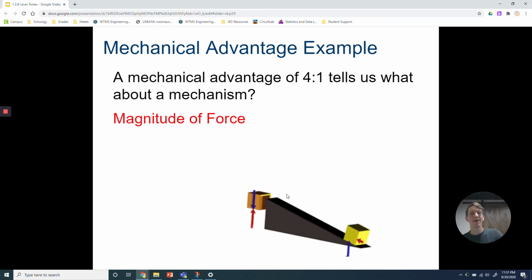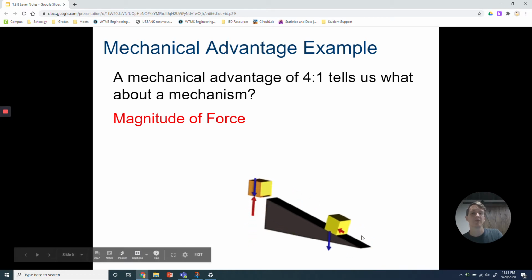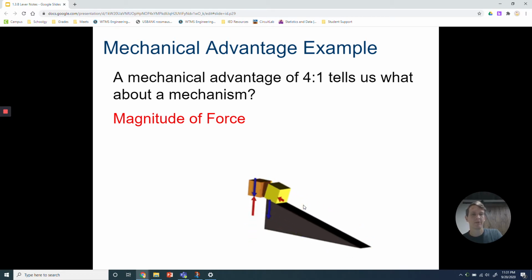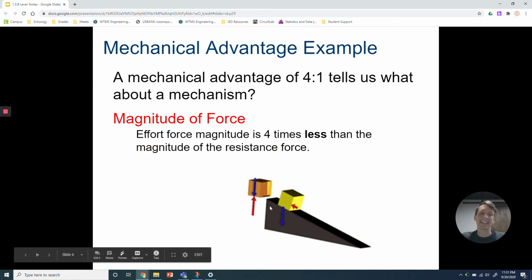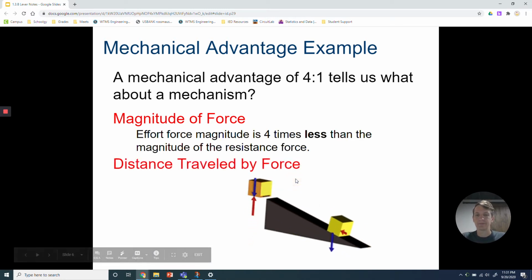Okay, so that magnitude of force, if we think of our push lifting that box as the effort force, noted by this red arrow here, it is 4 times smaller going up the ramp. So less effort force means we're getting stronger. That's a mechanical advantage of 4 in this case. So it takes 4 times less force, or our output force is 4 times stronger. So with 10 pounds of force, I can lift a 40-pound box.